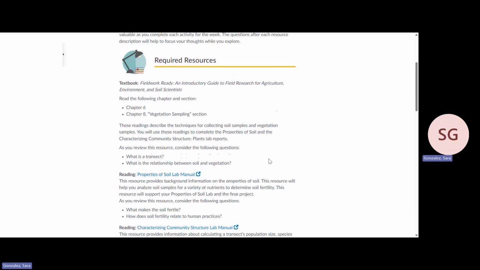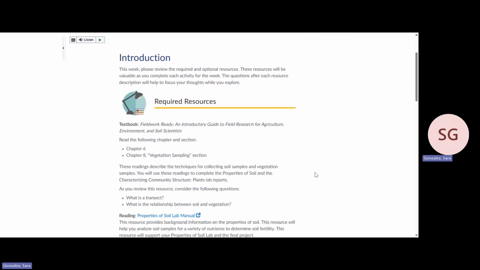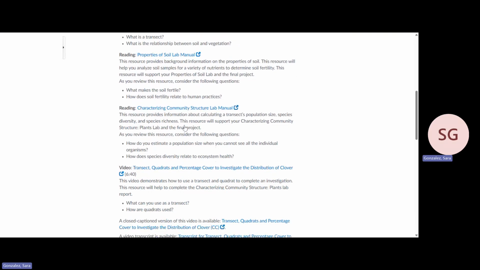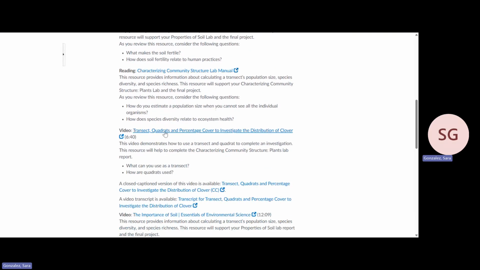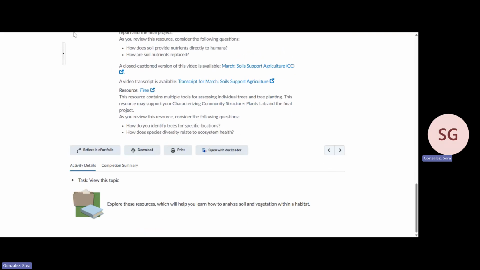When you review this information, you might want to ask yourself, what exactly is a transect? What are the methods used to make one? And what's the relationship between soil and vegetation? There are also some additional readings and videos looking at the Soil Lab manual, looking at characterizing community structure, a video on transect quadrants and percentages, and some other videos and resources as well.